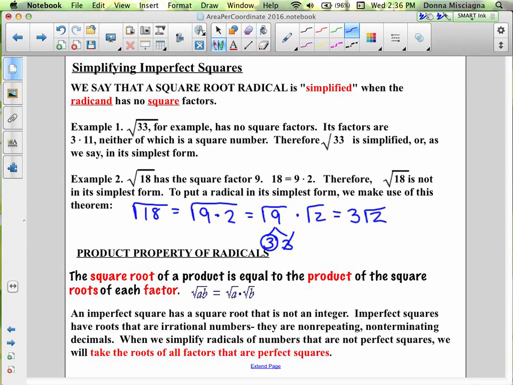Imperfect squares have roots that are irrational numbers. They're non-repeating, non-terminating decimals. So we are not going to change the square root of 18 to a decimal number. What we are going to do is simplify. We're going to factor out the perfect square. So when we simplify radicals of numbers that are not perfect squares, we're going to take the roots of all factors that are perfect squares.